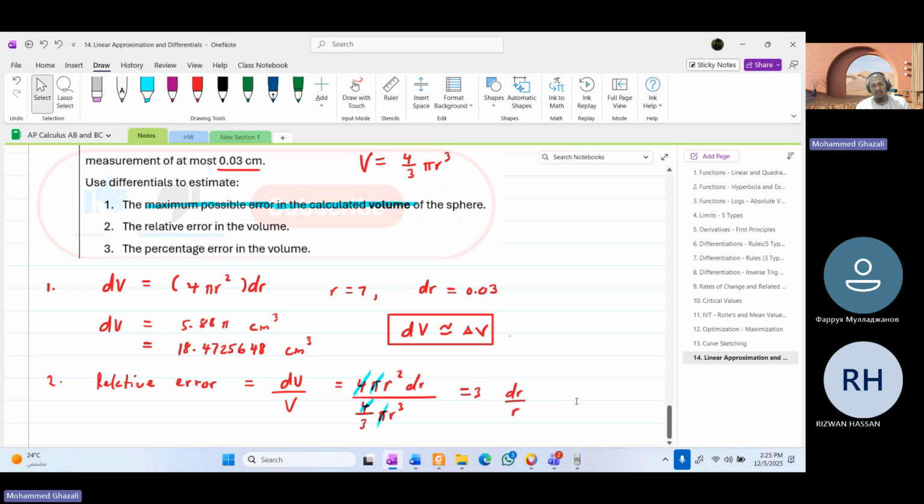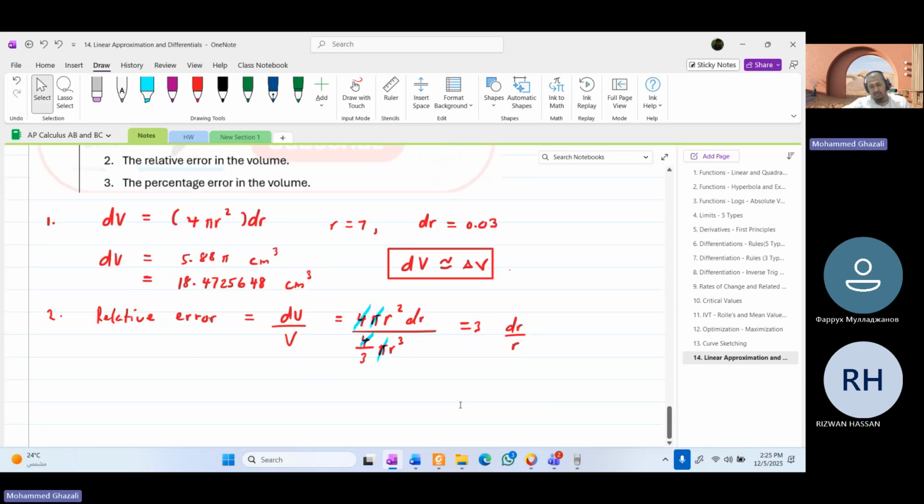Now, what is r? What's dr from the previous example? r was 7, dr was 0.03. So let's substitute that inside, and we'll get the relative error like this. It's much easier than substituting the whole thing.